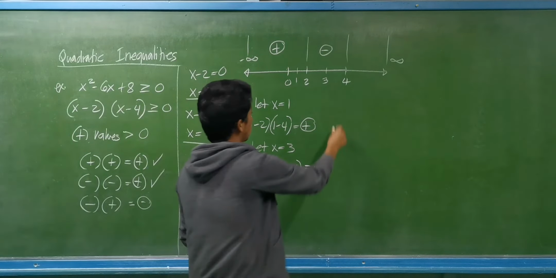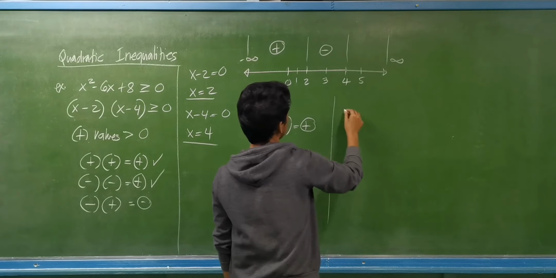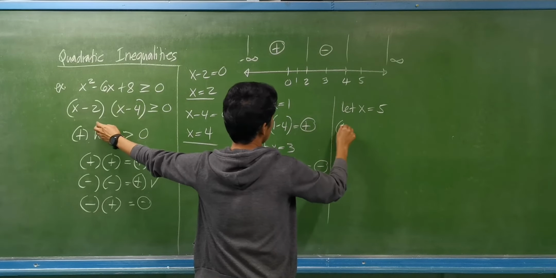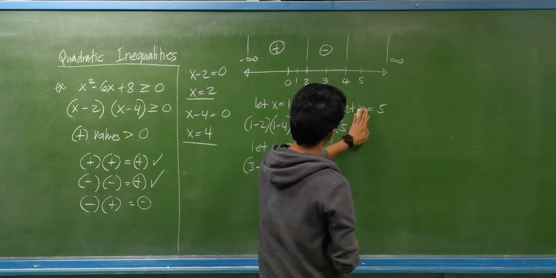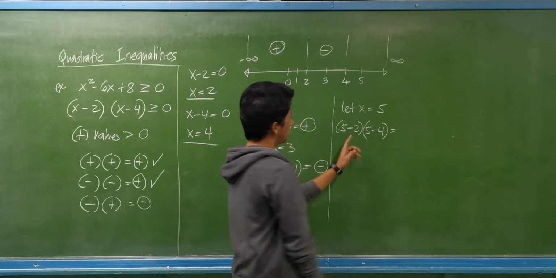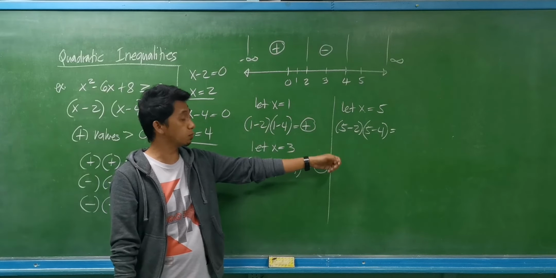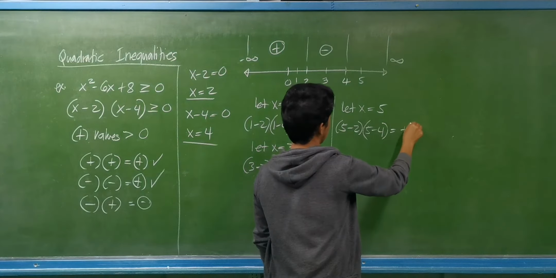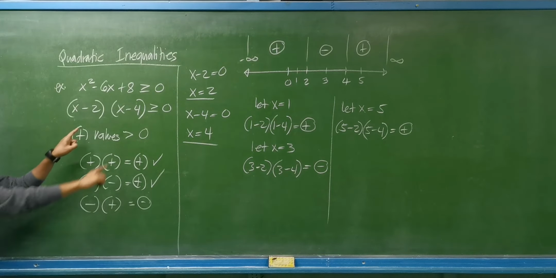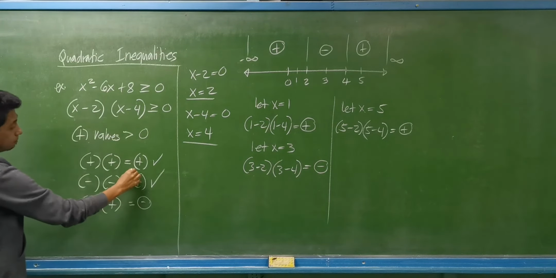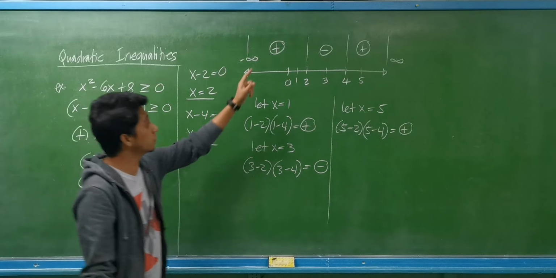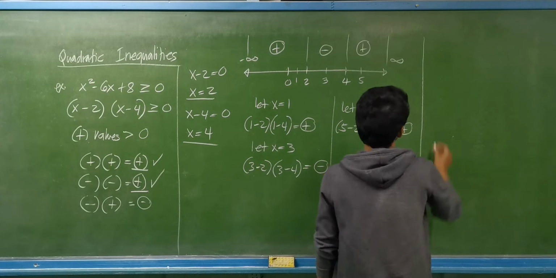And then for the last interval, let x equal 5. That is 5 minus 2 multiplied by 5 minus 4. 5 minus 2 is positive 3, and 5 minus 4 is positive 1. That will give us a positive product. This is also positive. Take note that we are looking for the product of these two quantities that will give a positive product. So the intervals that satisfy this inequality will be our solution sets.